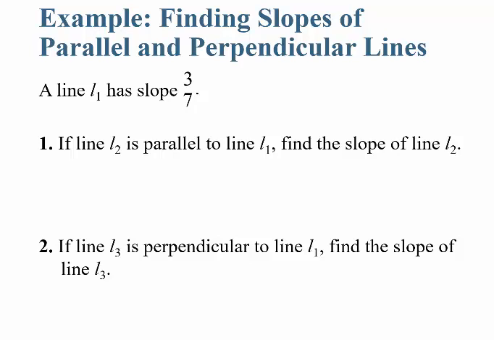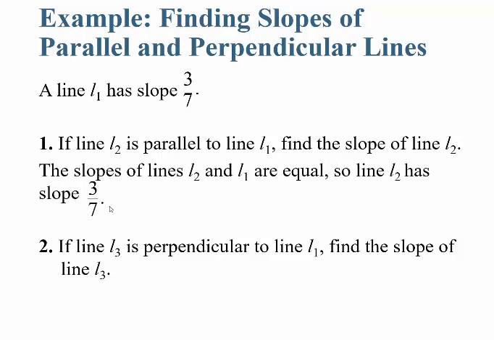Let me give you an example here. Suppose you have this one line, L1, with slope 3/7. Suppose you have this other line, L2. If L2 is parallel to L1, find the slope of L2. Remember, I know L1 is 3/7. So what is the slope of this parallel line, L2? Well, the slopes of L2 and L1 are equal because they're parallel. So line L2 also has a slope of 3/7.